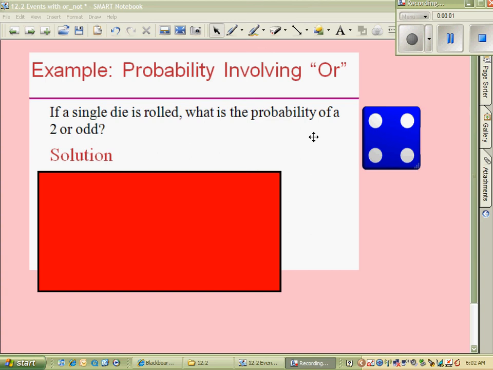Alright, probability involving OR, and the situation is here. If a single die is rolled, what is the probability of it being 2 or odd?